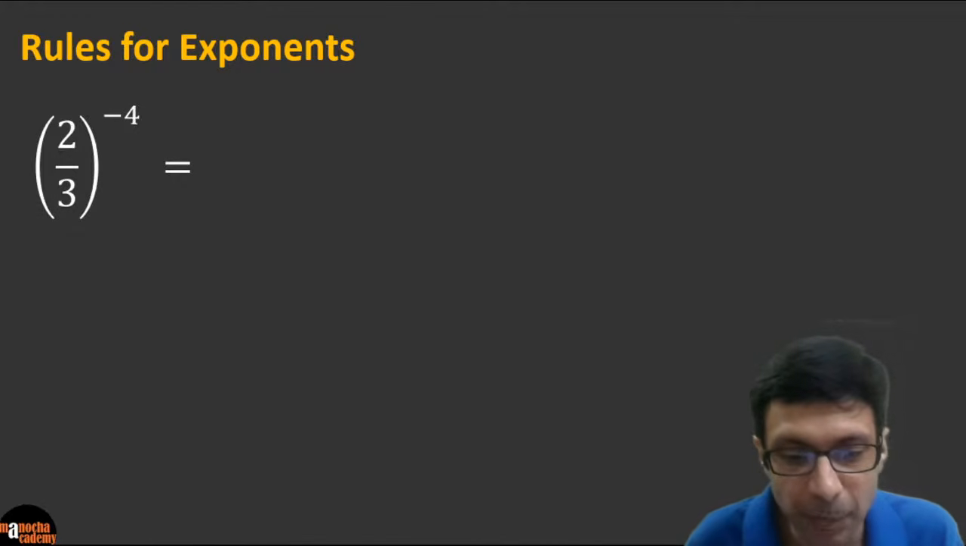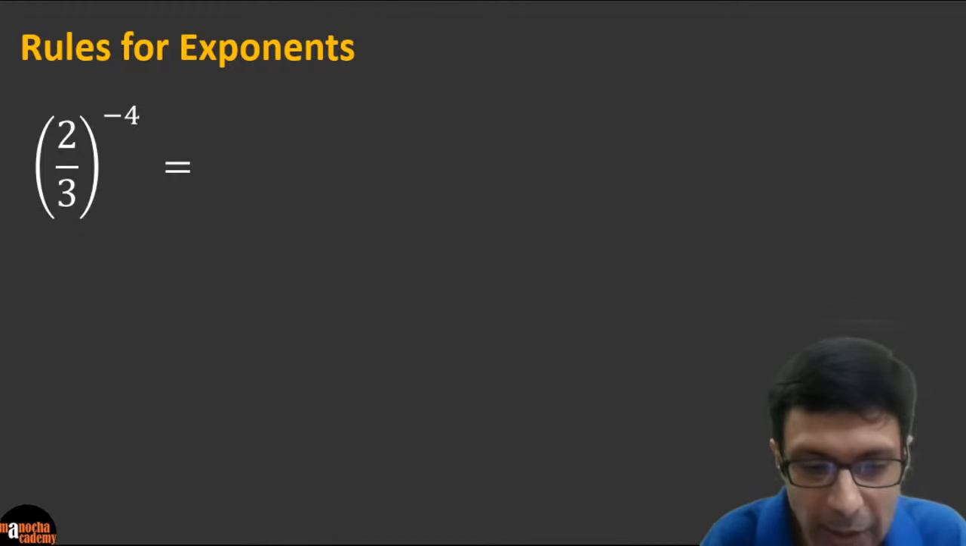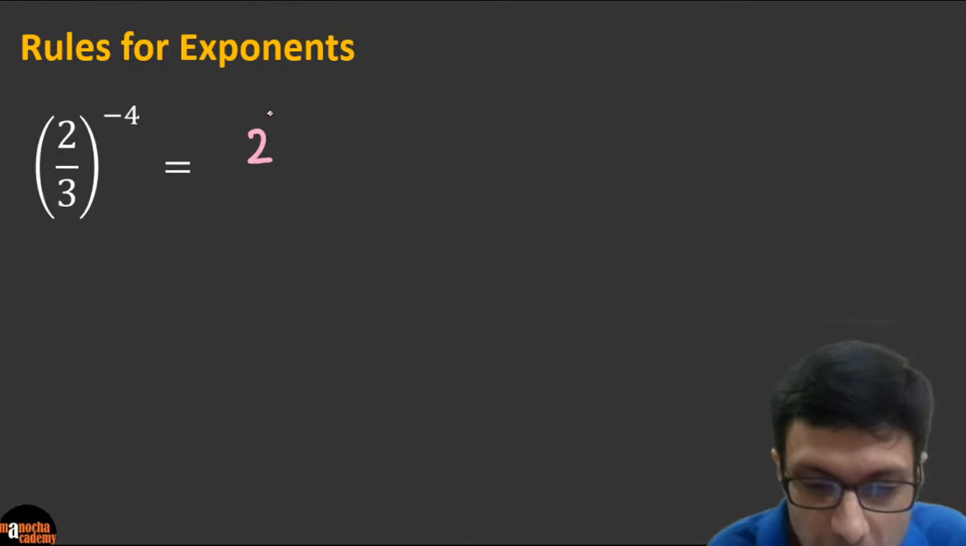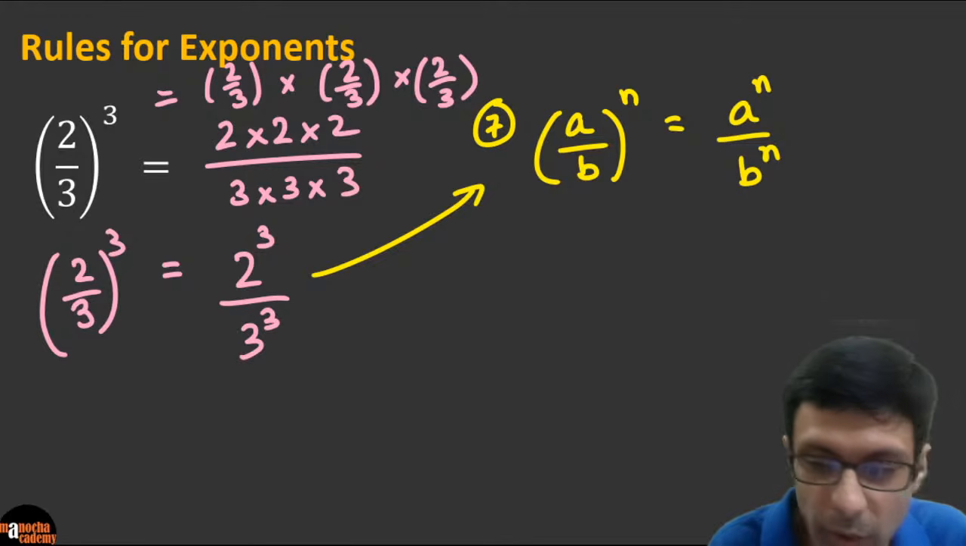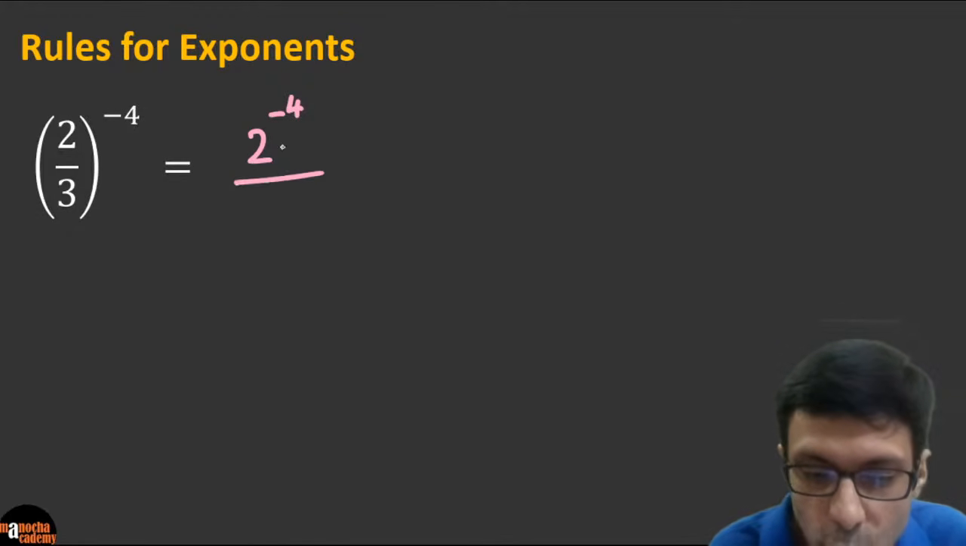So what do we have here? This is an interesting case. We have (2/3) to the power minus 4. So what are we going to get here, guys? If you expand it, we'll use our previous rule, a^n by b^n. So we can write this as 2 to the power minus 4 divided by 3 to the power minus 4.